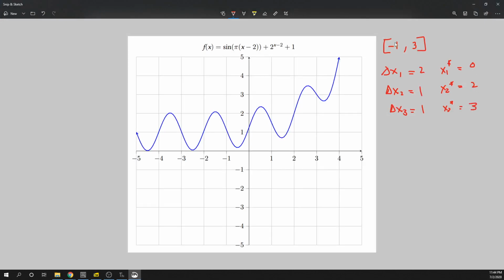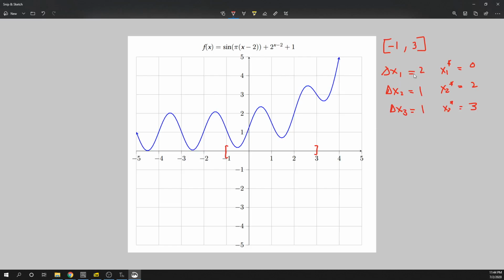Okay, so to start off this problem, what you want to do is to draw your interval first. So from minus 1 to 3. That's what that's going to look like. All right, and then draw your subintervals.